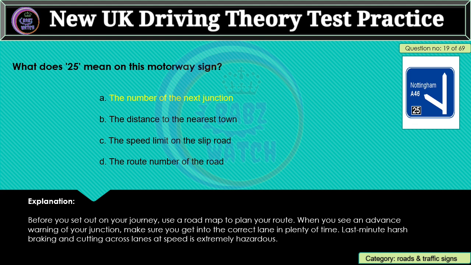Explanation. Before you set out on your journey, use a road map to plan your route. When you see an advance warning of your junction, make sure you get into the correct lane in plenty of time. Last-minute harsh braking and cutting across lanes at speed is extremely hazardous.